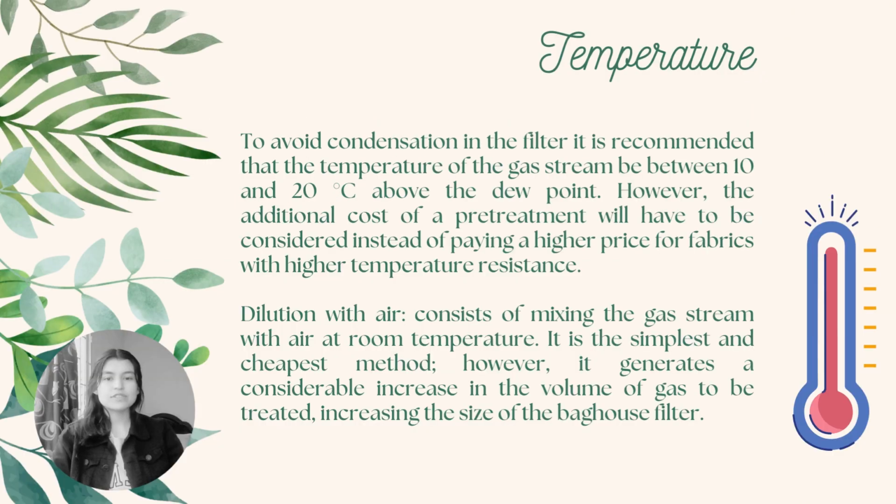Temperature. To avoid condensation in the filter, it is recommended that the temperature of the gas stream be between 10 and 12 degrees Celsius above the dew point. The additional cost of pretreatment will have to be considered instead of paying higher prices for fabrics with higher temperature resistance. Dilution with air consists of mixing the gas stream with air at room temperature. It is the simplest and cheapest method. However, it generates a considerable increase in the volume of gas to be treated, increasing the size of the baghouse filter.